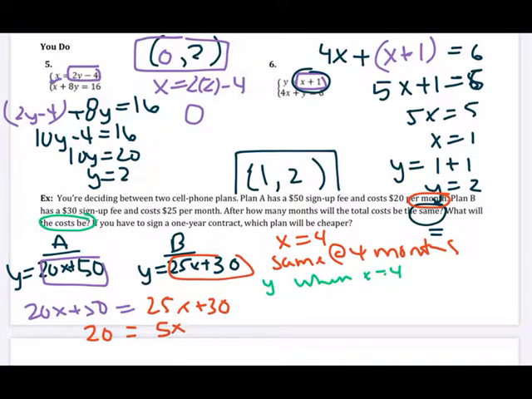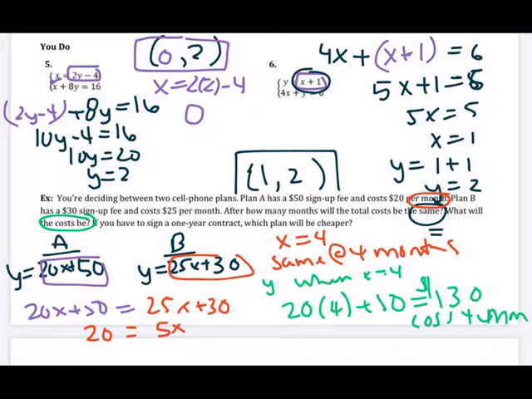So let's just plug this back in to either the purple box or the red box. 20 times 4 plus 50. That's going to be 80 plus 50. $130 is the cost for 4 months. For both of them.